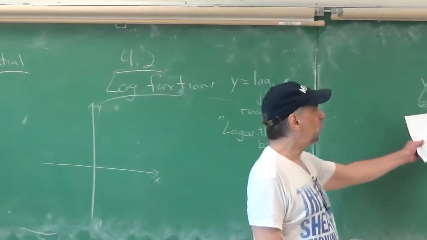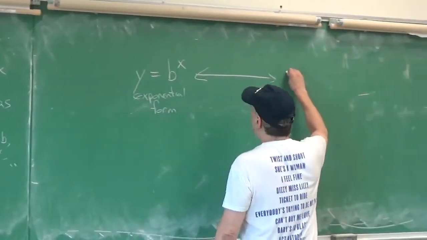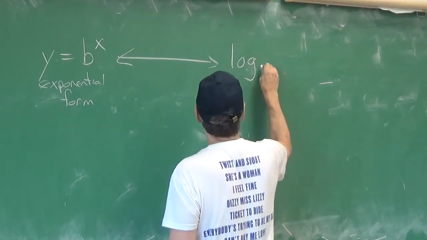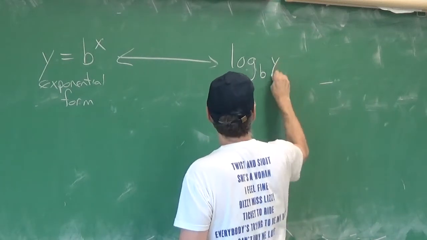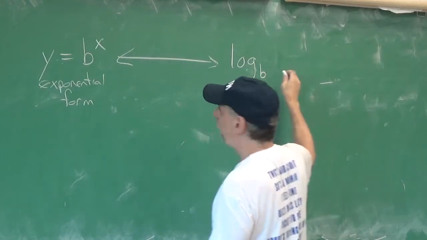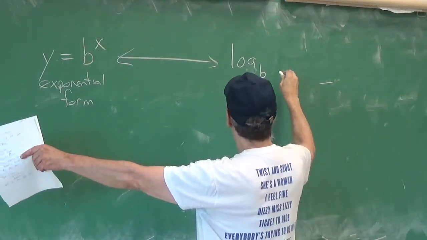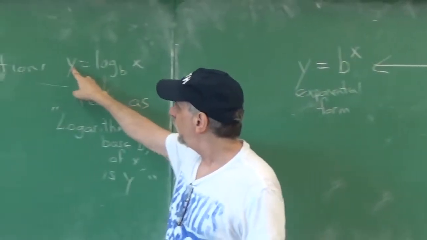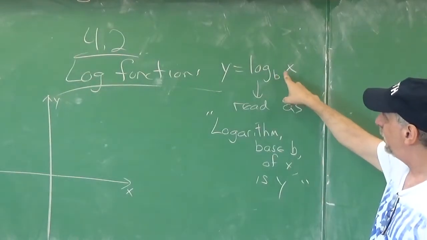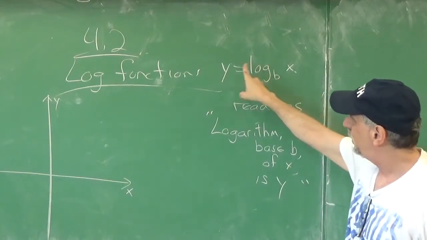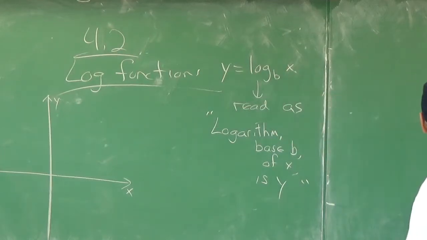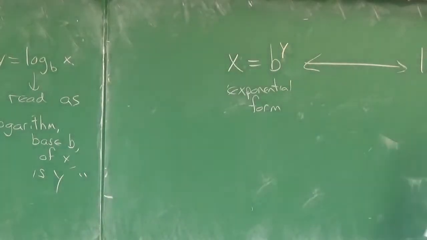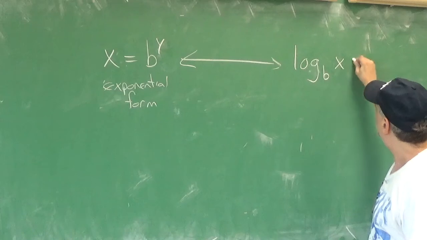We can always go back and forth between exponential form and log form. So this is going to be logarithm base b of x, the way I have it written here, because the log is the exponent that we put on this base to get this result. So this is the base, this is the exponent, this is the result. So let's write it like this. It is the same as logarithm base b of x equals y.